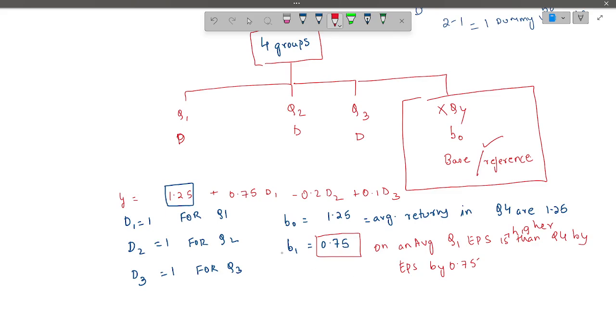So all these slope coefficients have been calculated on a relative basis, right? On a relative basis, that is how much they differ from the class that you've left out, the class for which you've not created the dummy. So now B2 is minus 0.2. How am I going to interpret this?